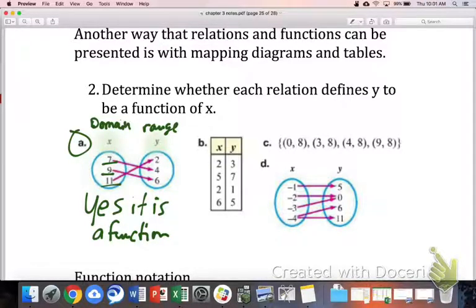Let's see here. I'll tell you what, let's skip around just a little bit. Why don't you guys try D? Same question. Is it a function or not? Why don't you try D real quick and decide, does D represent a function? Notice it's the same format. You've got your domain on the left. You've got your range on the right. The little arrows mean the same thing.